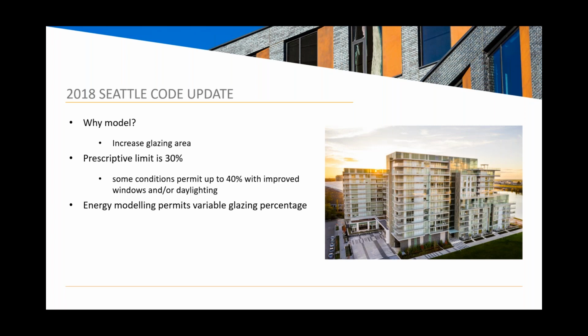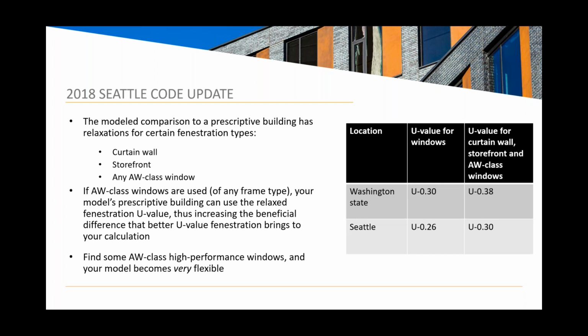In the Seattle code, the modeling comparison between a prescriptive building for the building type has certain relaxations for certain fenestration types if you're going to choose to use them. And those fenestration types that have relaxations are curtain wall and storefront, which we know from earlier versions of building codes, and newly any AW class window. So this AW class is a physical test standard that relates to the North American Fenestration Standard, NAFS. AW is the highest out of 4 classes that relate to a product's strength and durability.